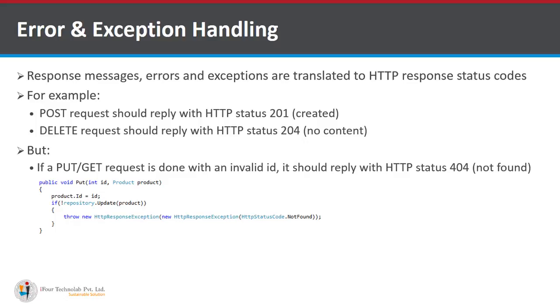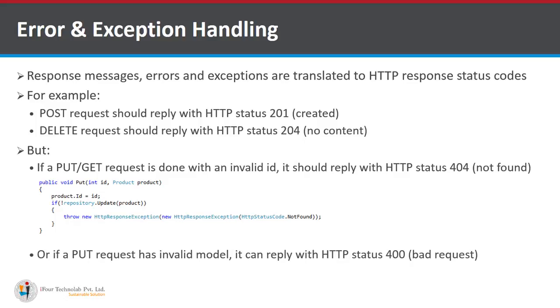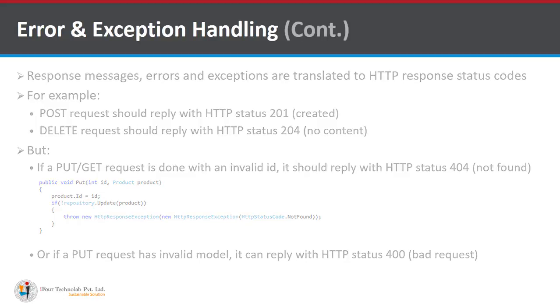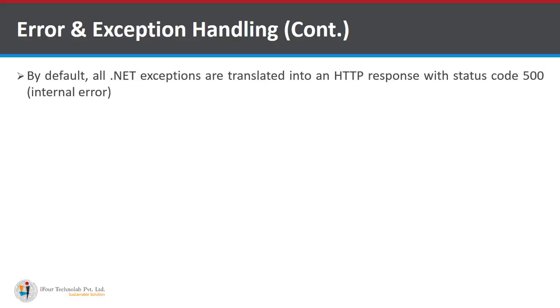Here you can see there is an example. If the ID is not found, then it will throw a new HTTP response exception. Or if a put request has an invalid model, then it can reply with HTTP status 400, that is bad request. Some of the others: HTTP status code 200 is generated when the request is a success. Another is status code 500, internal server error, when a .NET exception is generated in code.